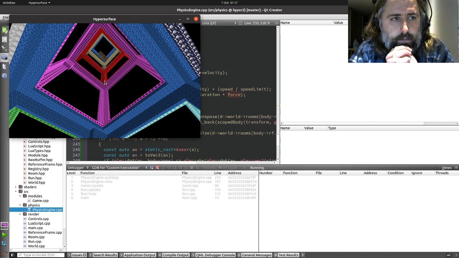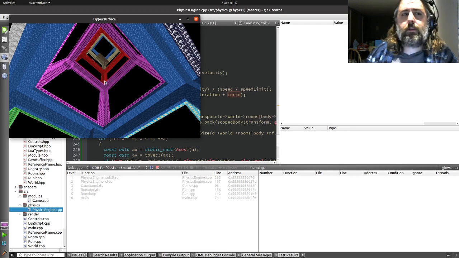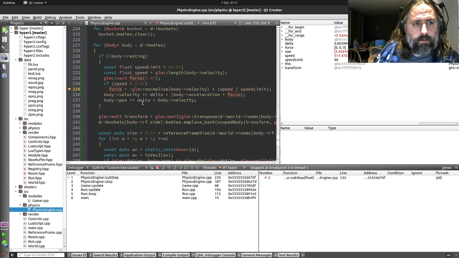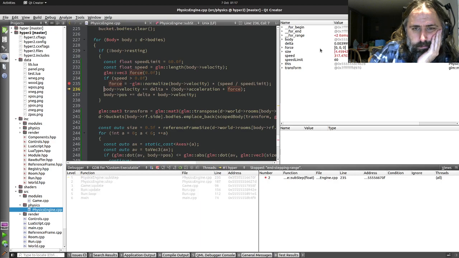So I want things to accelerate pretty quick, but then cap out at a reasonable top speed. Not too fast, but not too slow. And just comfortable. I don't need things falling at 1,000,000 miles an hour. It's silly. Okay, the speed is 317 and the speed limit is 60, which suggests this force is not sufficient.